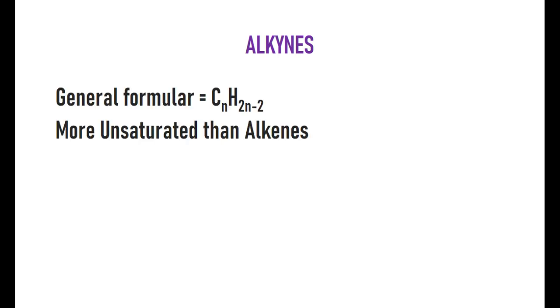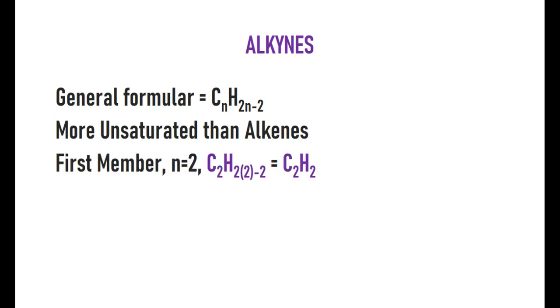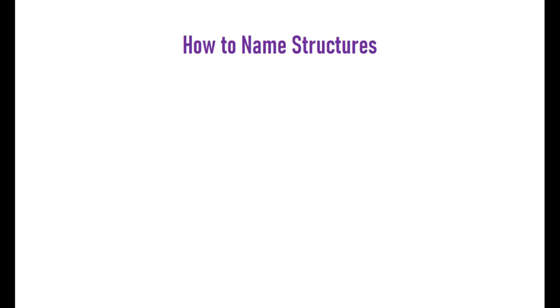The alkyne. This is a homologous series of unsaturated hydrocarbons, more unsaturated than the alkenes thanks to the presence of the triple bond. The first member is ethyne, and the naming goes down as usual. Now the question is, how do you name a complex structure? Well, let's try a few examples.